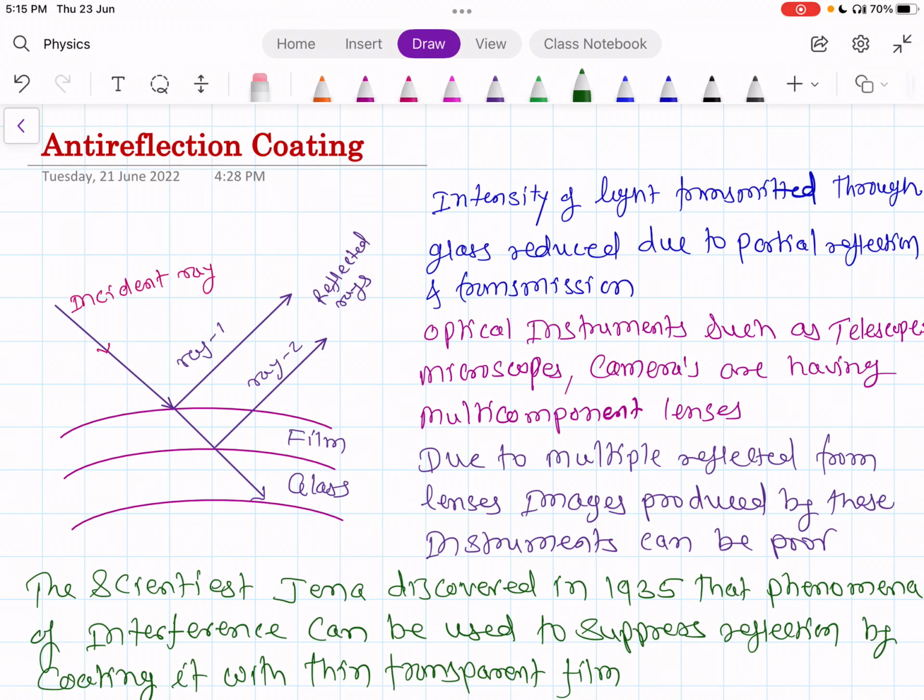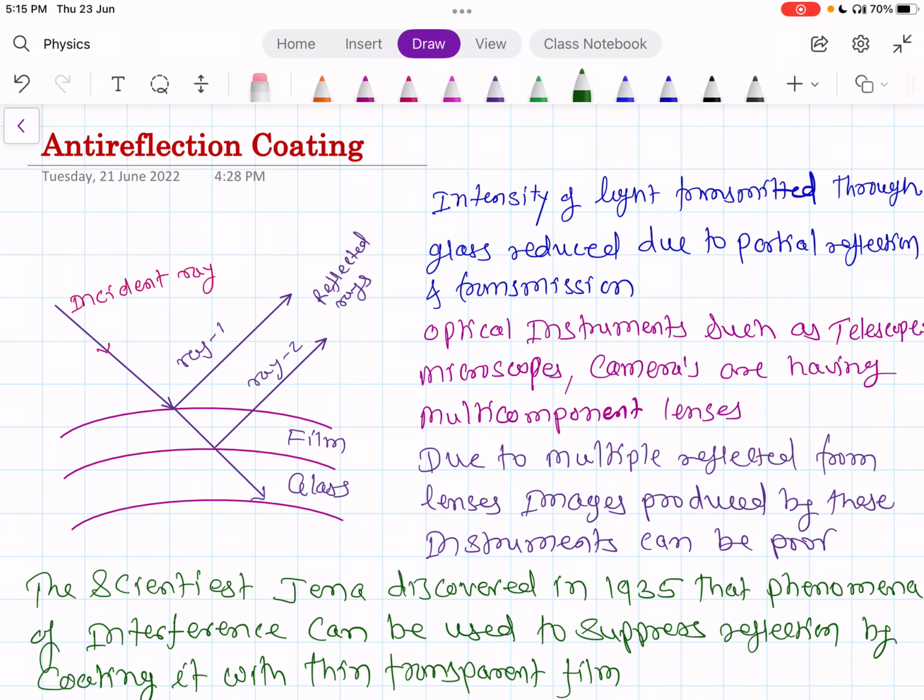Anti-reflection coating. As we have studied in earlier lectures, when light passes through glass, it is partially reflected and partially transmitted. So what happens in this case? The intensity of the reflected light as well as the transmitted light reduces because of partial reflection and transmission.